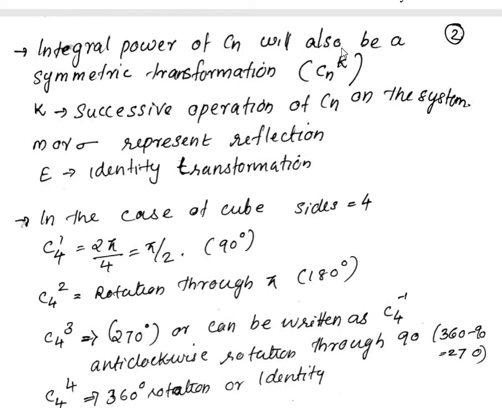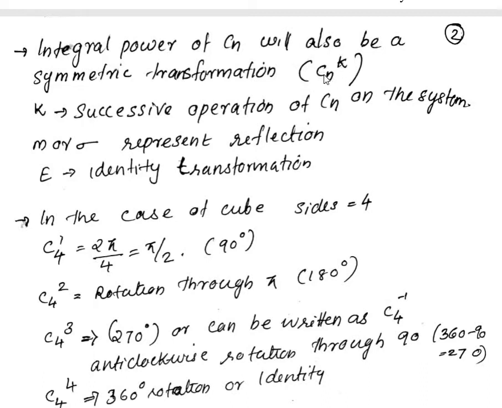Again, the integral power of Cn is also a symmetric transformation. So in the case of a rectangle, what is n? They have 4 sides. This is C4. What is C4^1? C4^1 indicates a rotation through 90 degrees. Then what is C4^2? C4^2 is a rotation of 90 plus 90, 180 degrees. That is again a symmetric transformation.